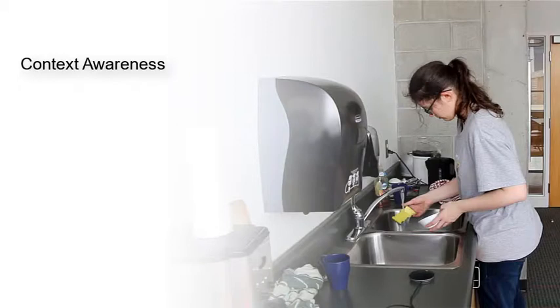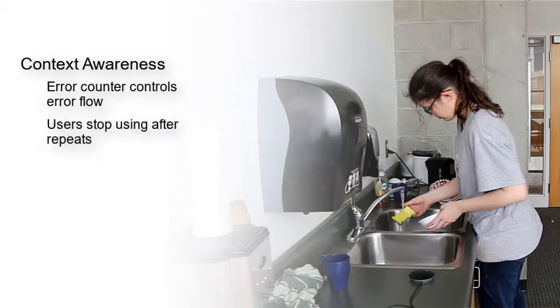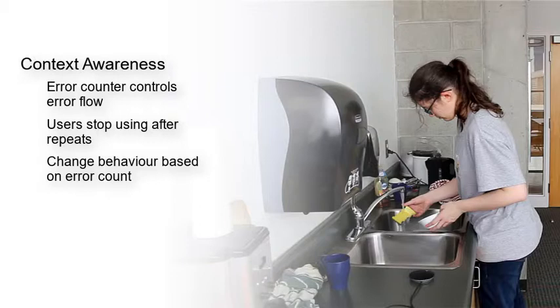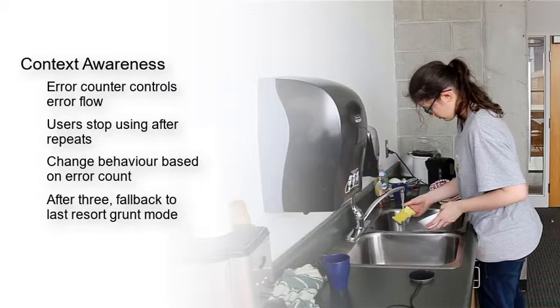An error counter is highly effective in controlling the flow of an error. If the VUI repeated itself, most users would stop talking to it. Our context-aware system would change what it says based on the number of errors that had occurred. After 3, it will kick over into a fallback grunt mode. While user satisfaction largely depends on the grunt mode, the simple context awareness gives the developer control of the conclusion of the interaction.